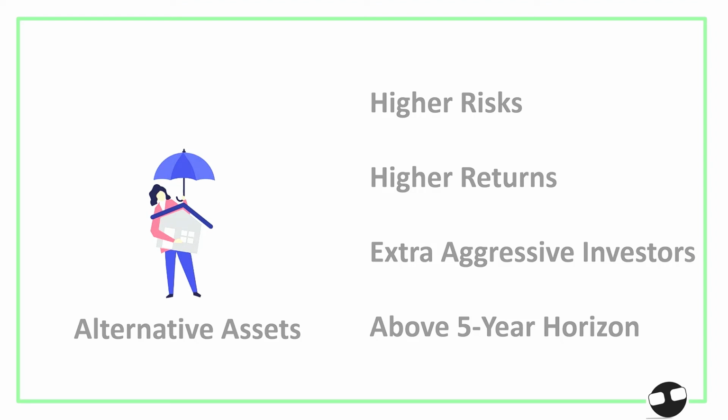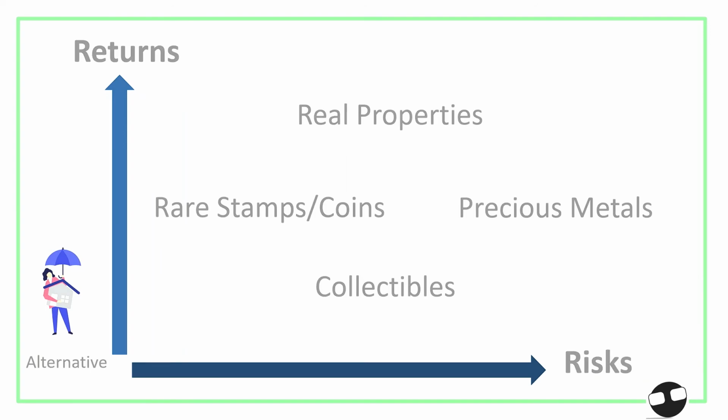How about alternative assets? So they are known as having higher risks, high returns, for extra aggressive investors with a recommended horizon of above 5 years. Now, why is that? It's simply because these assets are not readily tradable and they don't have active buyers from the market or from the secondary market. So for example, real properties, rare stamps or coins, collectibles, and precious metals.